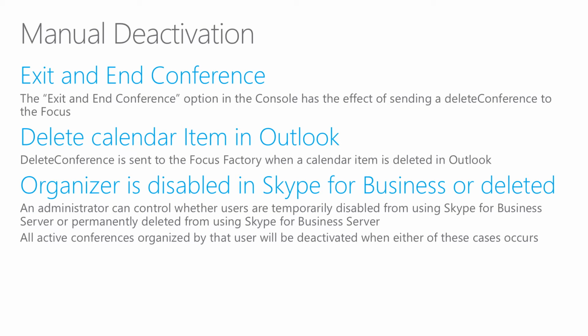Manual deactivation occurs as a result of user or administrative action. For example, in a situation where the user has ended a meeting using the exit and end conference command in the Skype for Business client, this has the effect of sending a delete conference to the focus, thereby resulting in a manual deactivation of the conference.